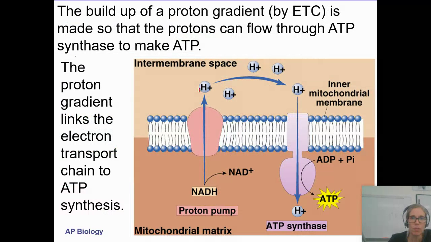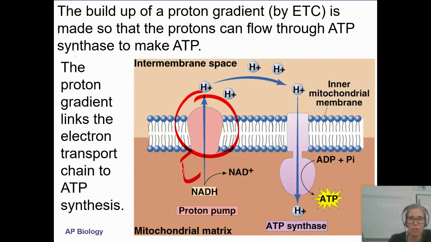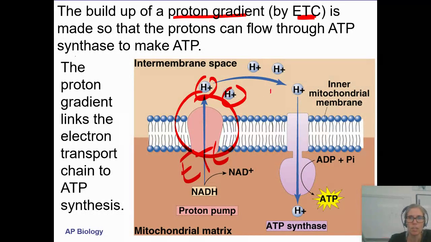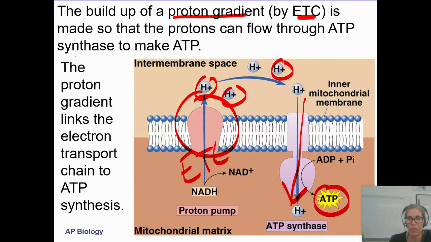So this is supposed to be an image of the electron transport chain, really, really simplified without much of a chain here. But that makes these protons. So the buildup of the proton gradient by the electron transport chain is made so you can have protons that will then flow through ATP synthase to make ATP.